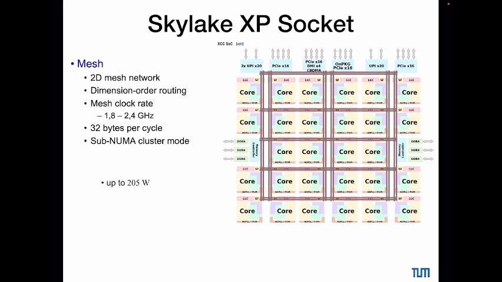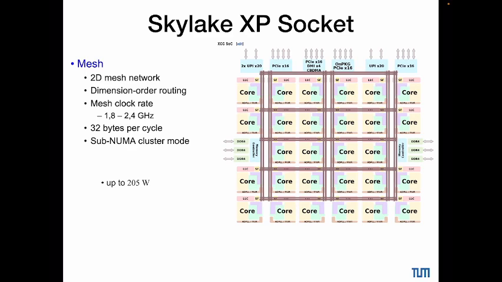And so that is the reason why we have these 2D meshes as on-chip networks nowadays. So what is also in this Skylake, and probably we will see that more frequently, is another level of non-uniform memory access. So we actually see that we have two memory controllers here. One is on that side, one is on that side here.